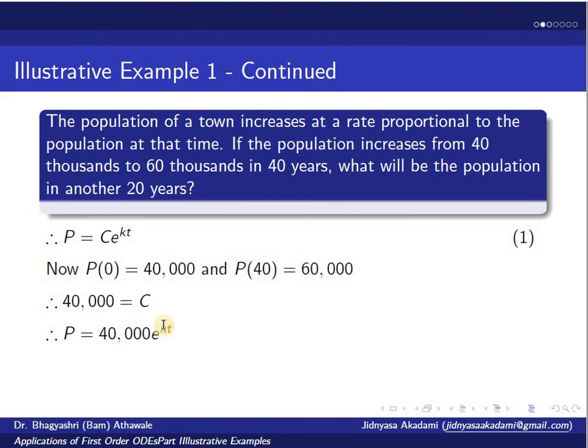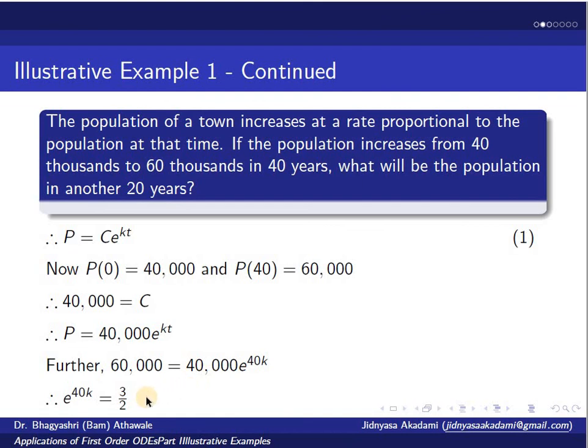Now we want to calculate the value of k. For that we are going to use this second information. So when t is equal to 40, P is equal to 60,000. Putting these values in this equation, we get 60,000 is equal to 40,000 into e raised to 40k. And therefore, e raised to 40k is equal to 60,000 divided by 40,000, which is 3 by 2.